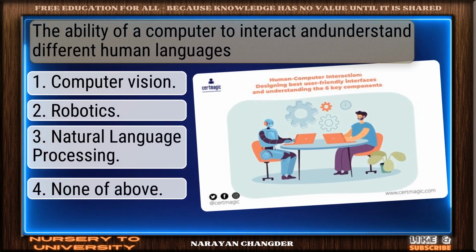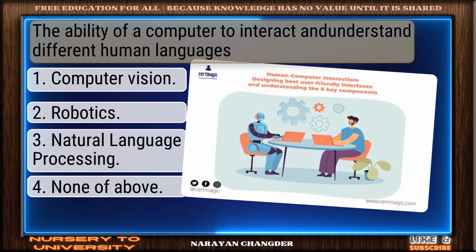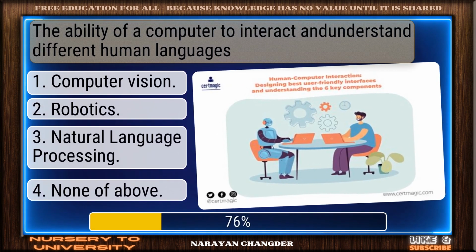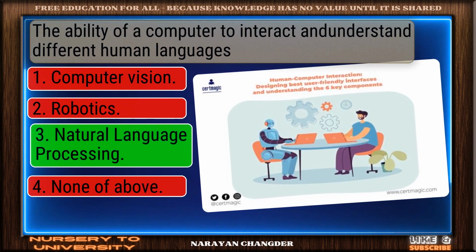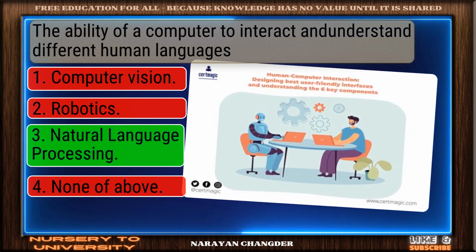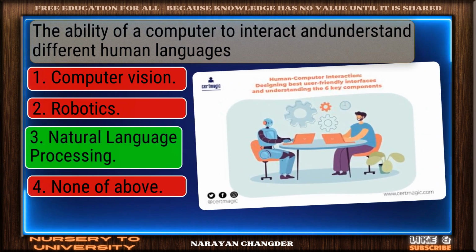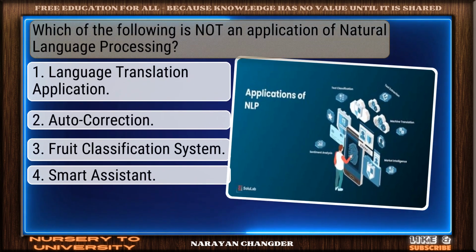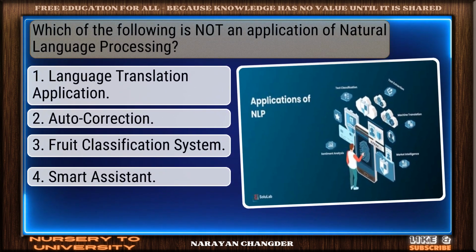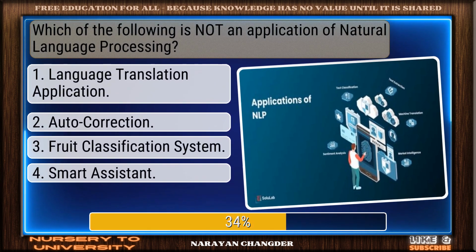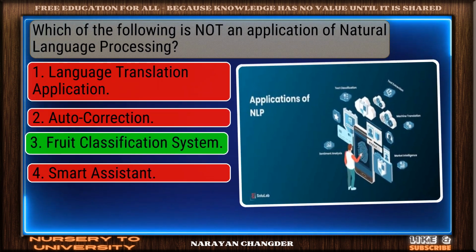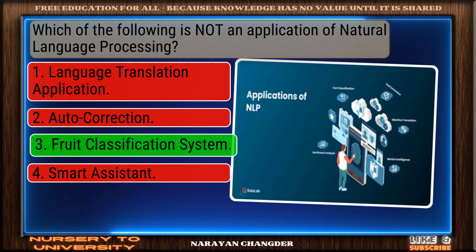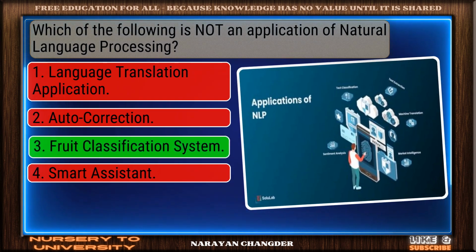Question number 12. The ability of a computer to interact and understand different human languages. You're right. Natural language processing is the correct answer. Question number 13. Which of the following is not an application of natural language processing? Well reasoned. Fruit classification system is the correct choice.